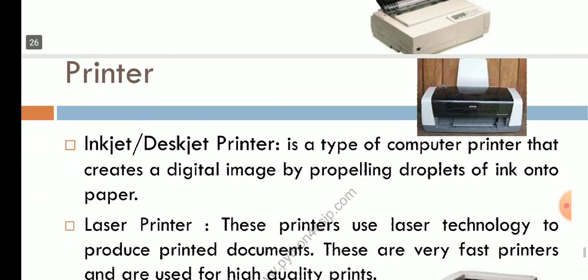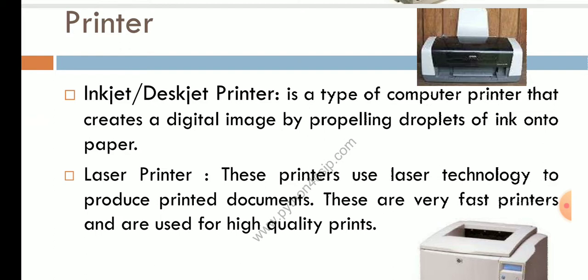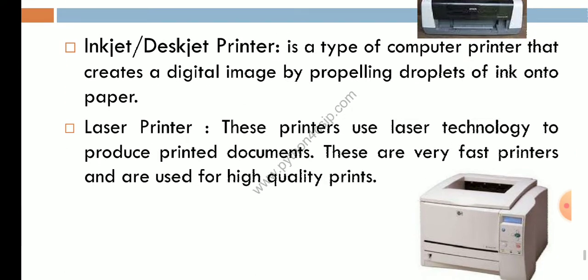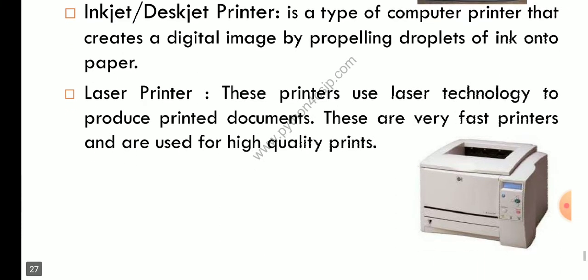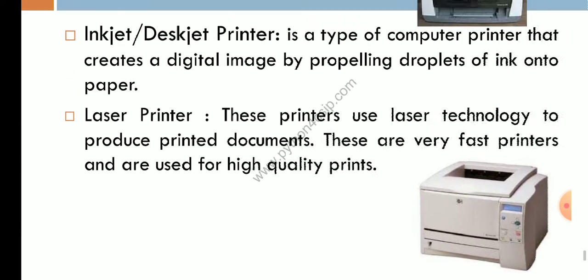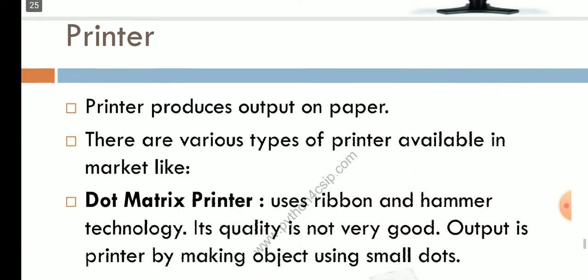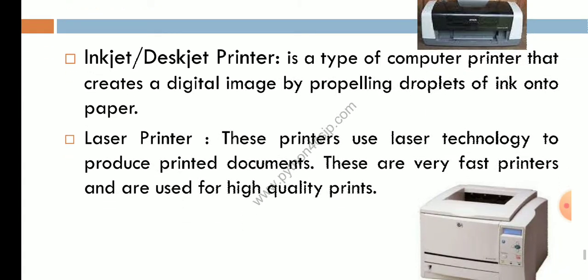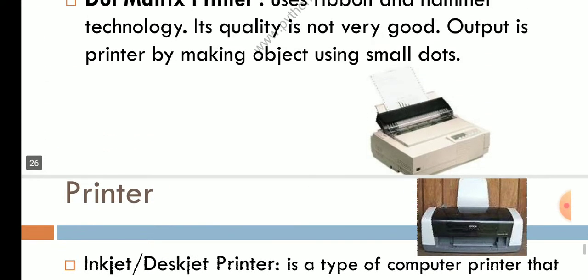Next to this dot matrix is the inkjet or deskjet printer. In this type of printer, a digital image is created by propelling droplets of ink onto the paper. It is like spraying ink on the paper. Next thing is laser. Nowadays we are using this printer only. It produces the print using laser light. It is very high quality as well as very fast. These are the three different types of printers: one is dot matrix, another one is inkjet or deskjet, another one is laser. These are the three different classifications of printer.